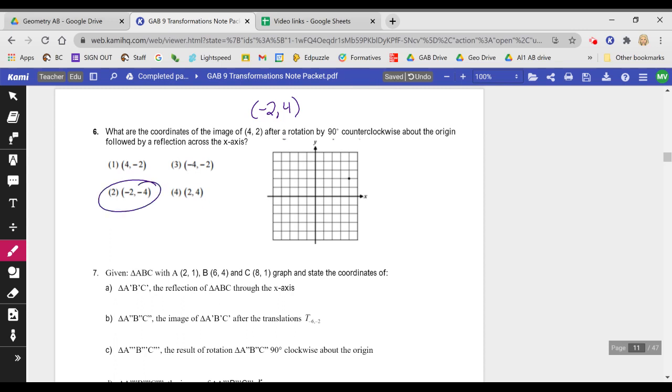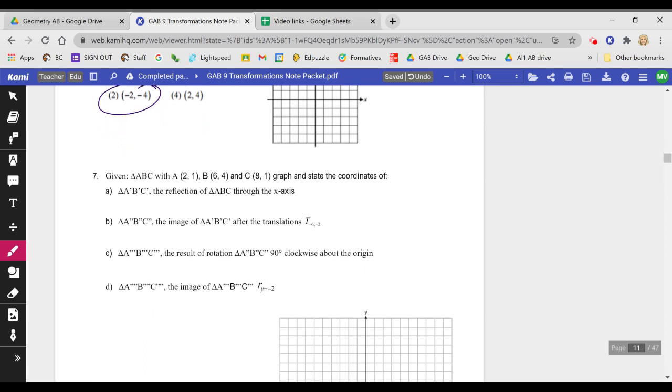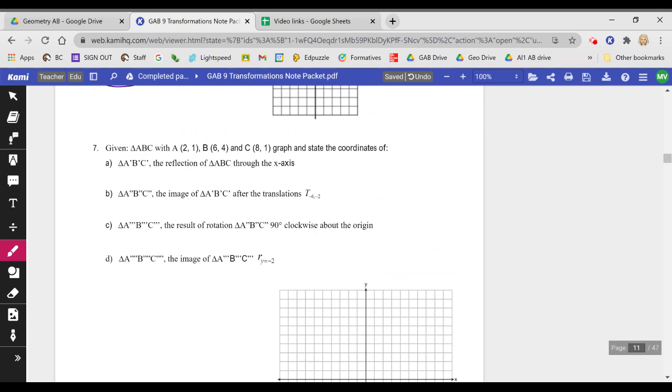Number 7, given triangle ABC, graph and state the coordinates after all of these. And we will actually do that together tomorrow in class. If you have any questions, please ask me tomorrow in class.